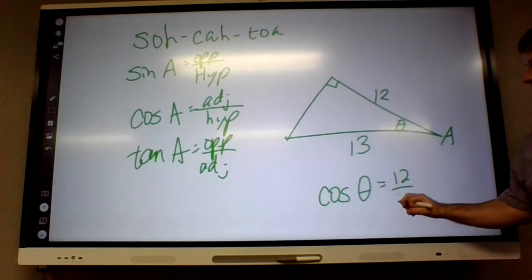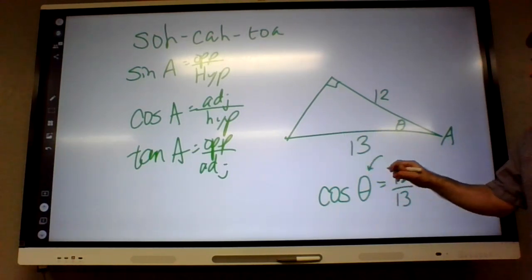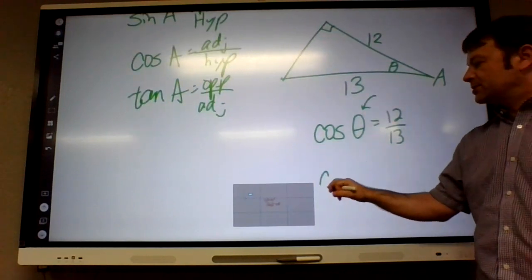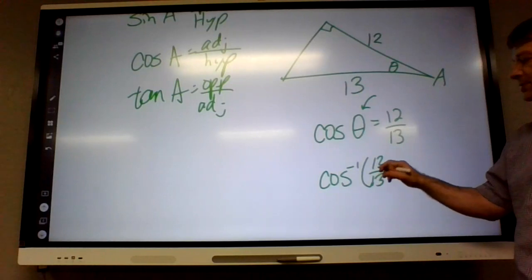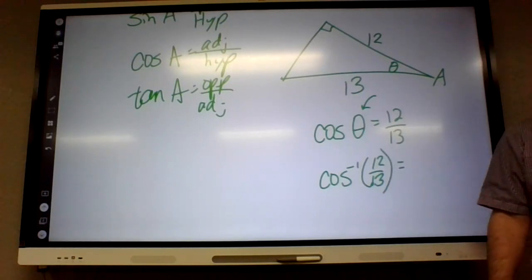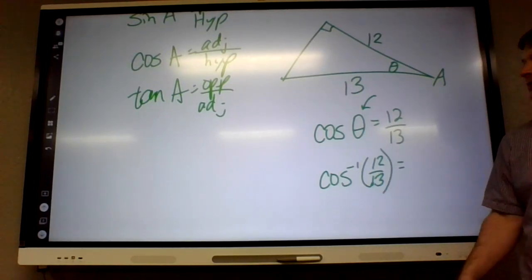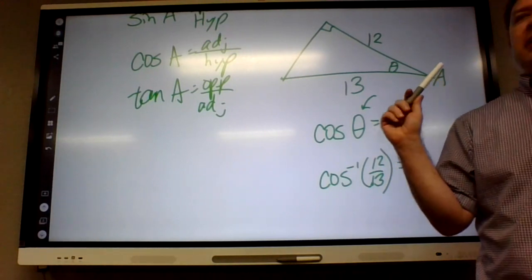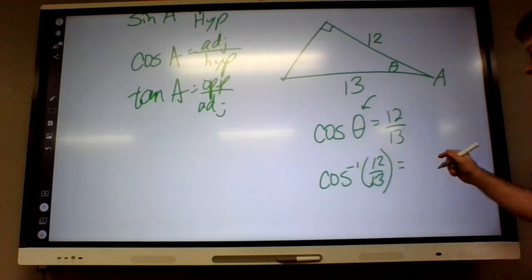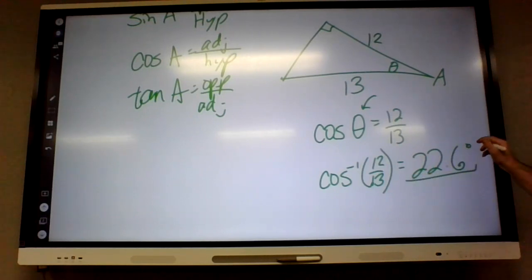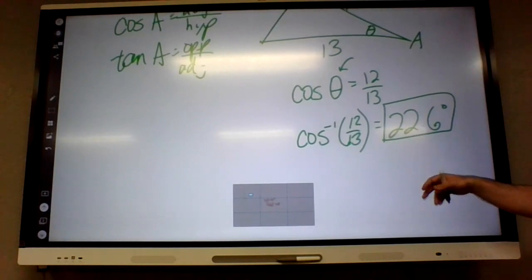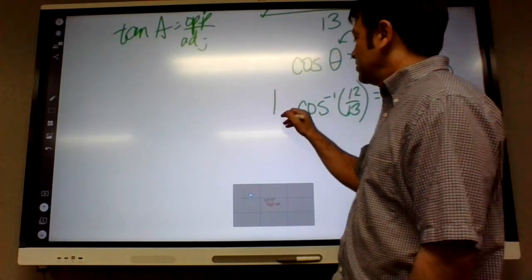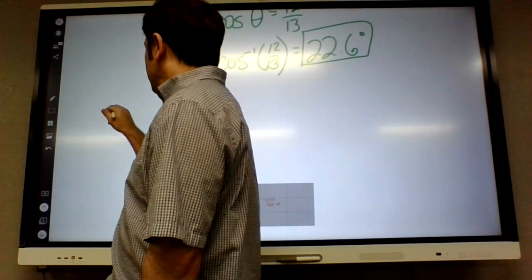So what did we plug in our calculator to find the angle? Inverse. So it's cosine inverse of 12/13. And is there a theta on my calculator? No, theta is a variable. Just like normal, rounding to the tenth place. All right. There it is, number 1.